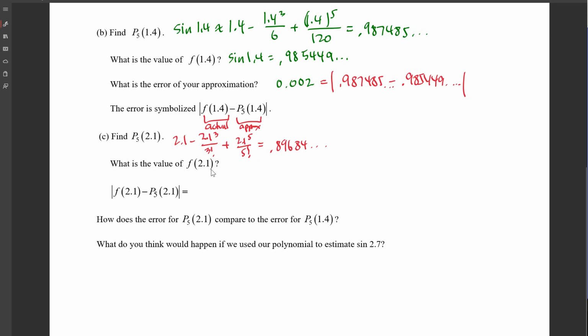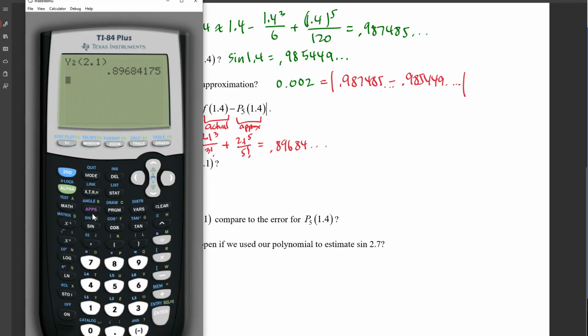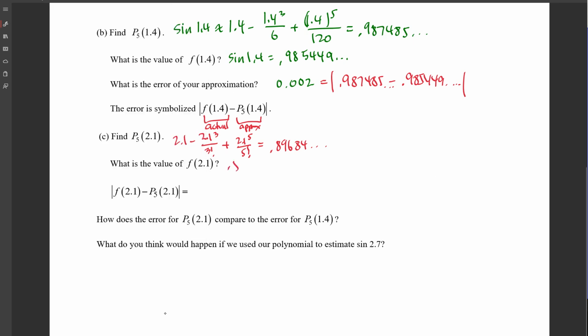What is the real value of sine 2.1? Sine 2.1. The real value is 0.86320. Okay, that's sine 2.1.